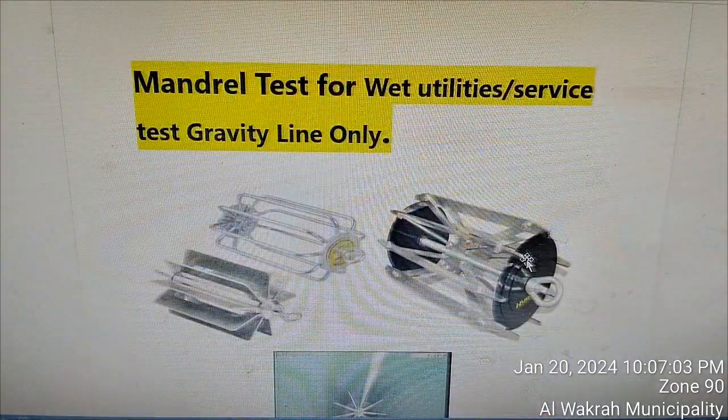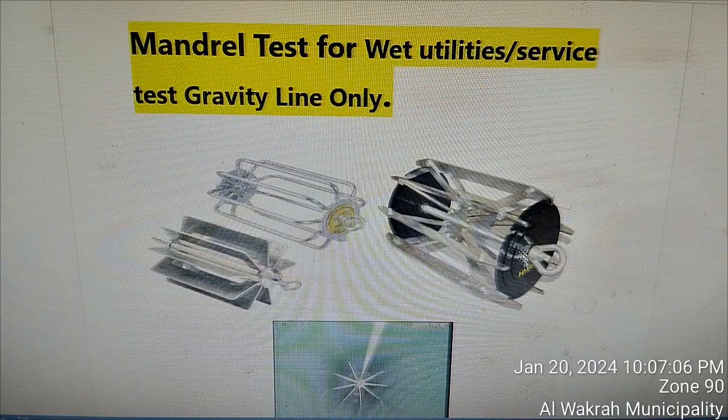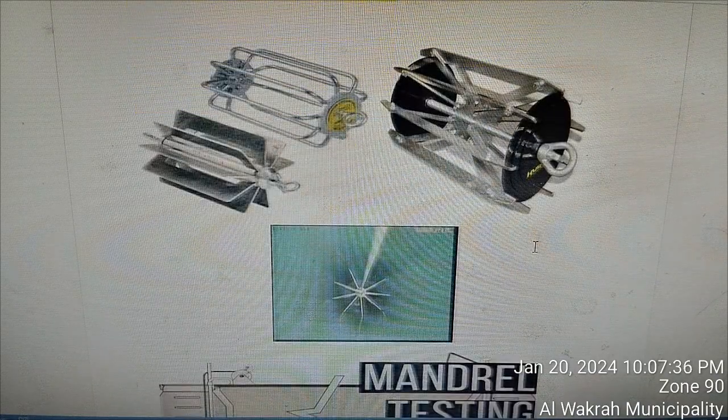There is another type of Mandrel test equipment, which is normally made of steel. It has two hooks, one on one side and the other on the other side. The diameter should be according to the diameter of the pipe. One rope is fixed on one side and the other rope on the other side, and this needs to be pulled from one manhole to another manhole. If it passes through carefully from one manhole to another, it means the line is clear and workable for the other activities or for the services.